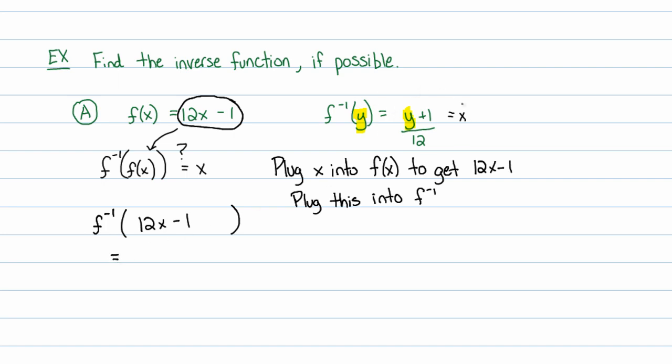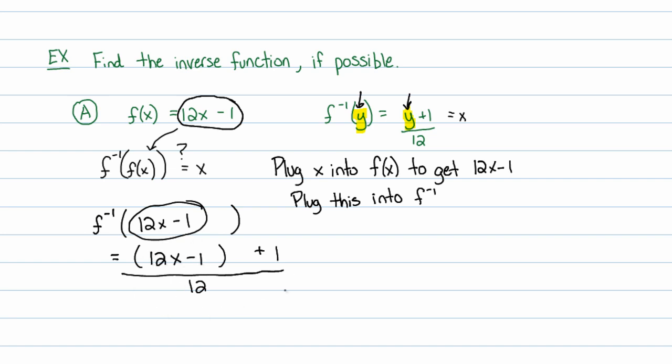Let's see. So here's f inverse right here. Wherever I see a variable, I'm going to put parentheses. And instead of plugging in like I did here, instead of y's, we have 12x minus 1's. So let me just write in 12x minus 1. Now I just have a fraction. 12x minus 1 plus 1 is just 12x over 12. The 12's cancel and I get x.